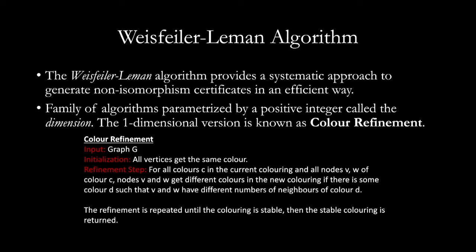Actually, it's a whole family of algorithms parameterized by a positive integer called the dimension. The one-dimensional version is known as color refinement. It's one of the most basic ideas in graph isomorphism testing, having been reinvented multiple times. It iteratively computes a coloring of the vertices of a graph, with the final coloring having the property that any two vertices of the same color have the same number of neighbors in each color class. As detailed here, you can see the process of color refinement only requires a simple initialization, one repeated refinement step, and by the end of the process you will have a stable coloring of the graph.